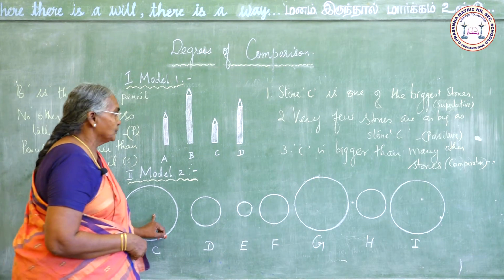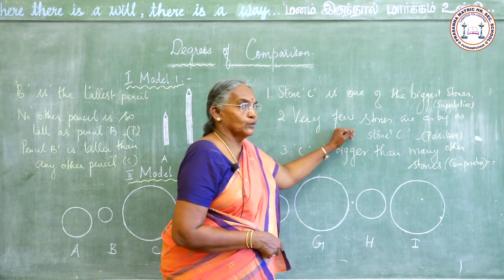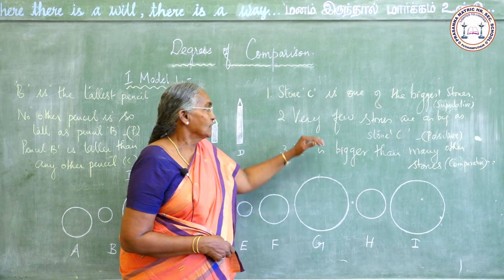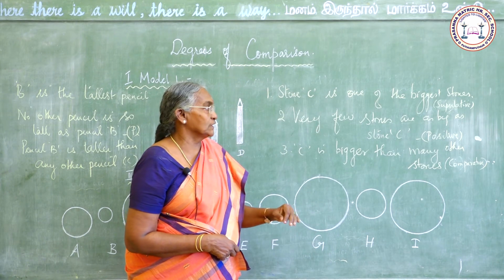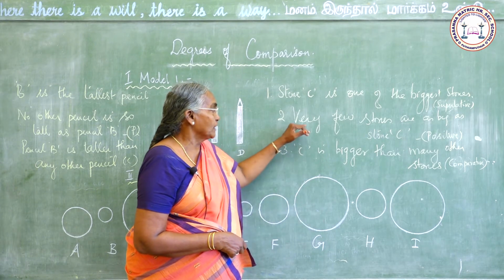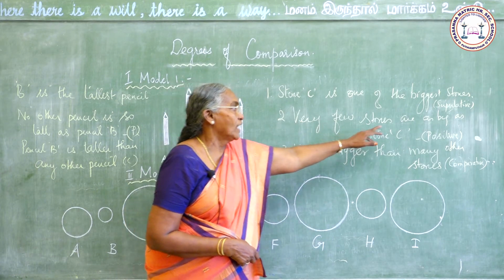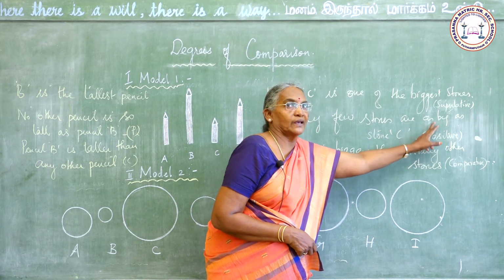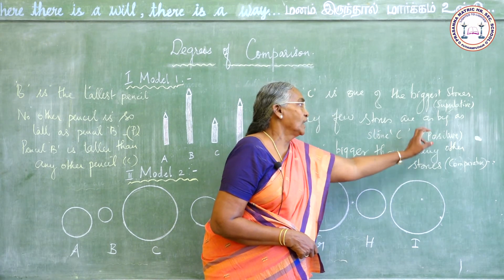Let's see here. Very few stones are as big as stone C. There are some stones which are as big as stone C. So very few stones are as big as stone C. We use "as big as", not "so big as".